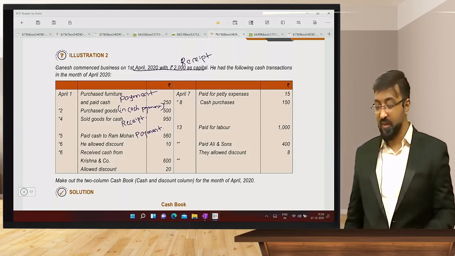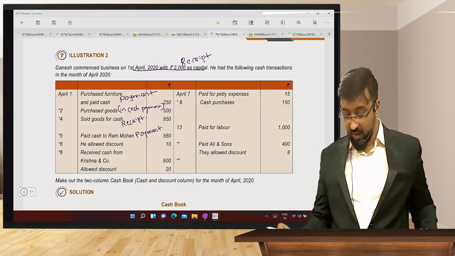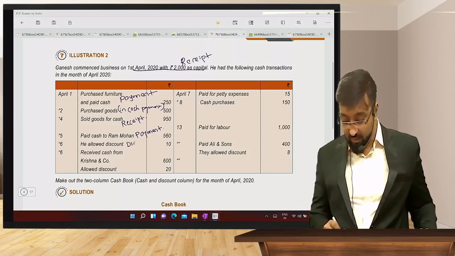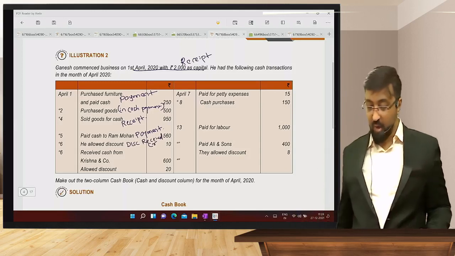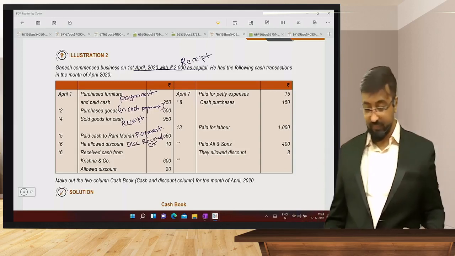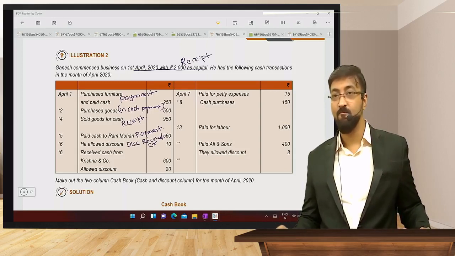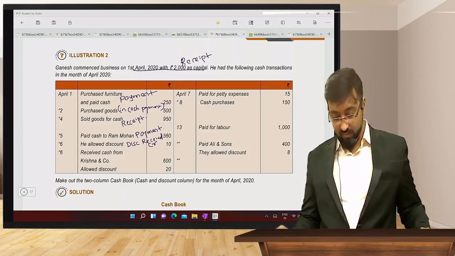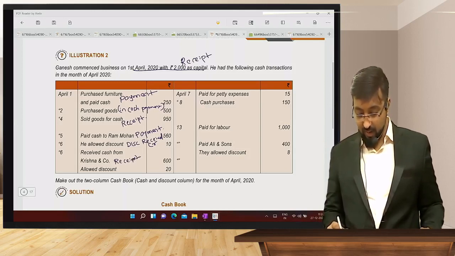He allowed discount 10. So this is discount received on the credit side. Received cash from, receipt. And allowed discount, loss, debit.